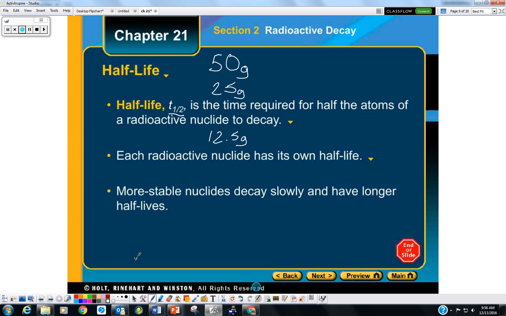So more stable, so basically off of this slide, I want you to know this statement and this statement. Basically, the more stable an element is, the more slowly it decays. So the longer the half-life. Shorter the half-life means very unstable. A long half-life means very stable.